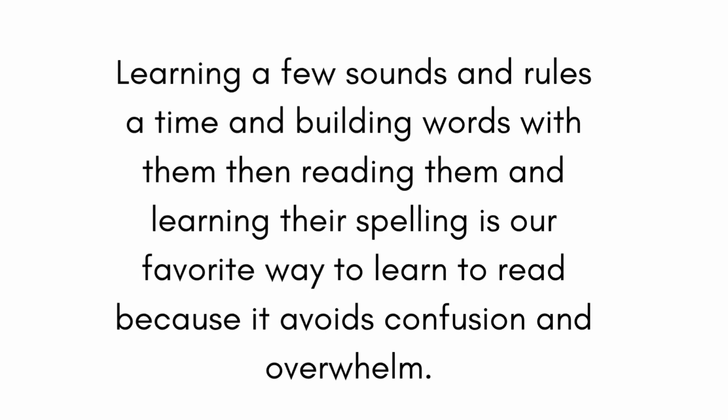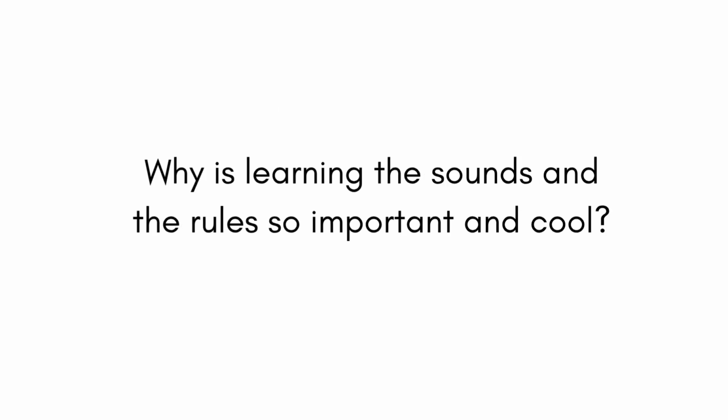So we like to learn a few sounds and a few rules at a time, and then we're going to use that to build words, and then we're going to read them, and then we're going to learn their spelling if we need to correct something. Because remember how I told you different words make the sh sound, or different words make the I sound. And so we'll write them how we hear them based on the sounds that we know. But if we need to correct the spelling, we'll do that too. And if we do a few of them at a time, we won't be overwhelmed.